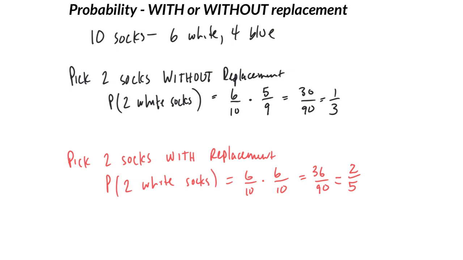This kind of thing is really common with independent events like rolling a die or flipping a coin, where the probability doesn't change from time to time. So just be very careful with your reading on whether the probability changes or not.